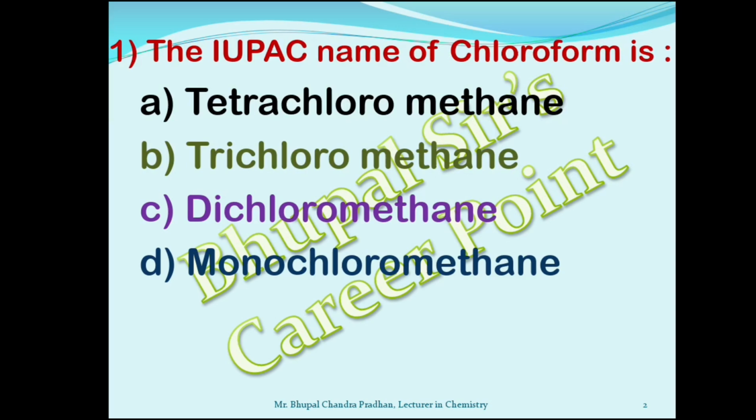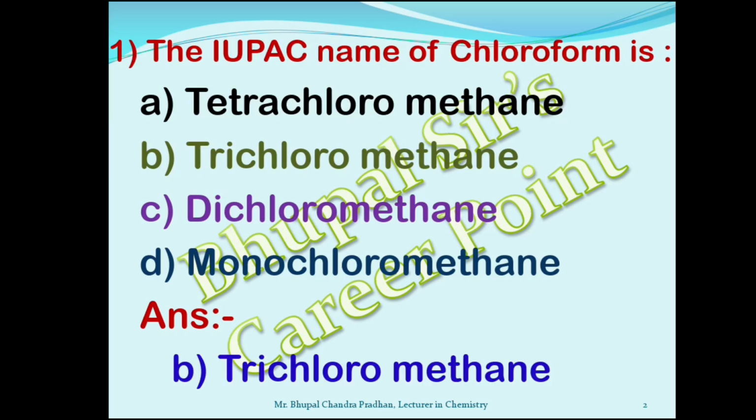Before writing the IUPAC name, we must know the formula of chloroform. The formula of chloroform is CHCl3. CHCl3 means it is a derivative of methane where 3 hydrogen atoms are substituted by 3 chlorine atoms. So the actual answer is option B, that is trichloromethane. Thanks to the students who gave the answer trichloromethane.